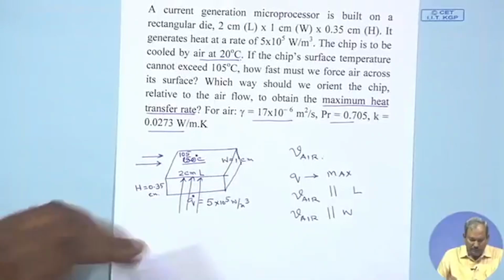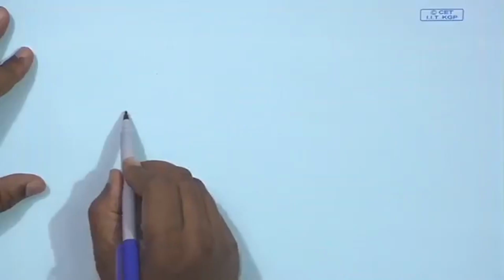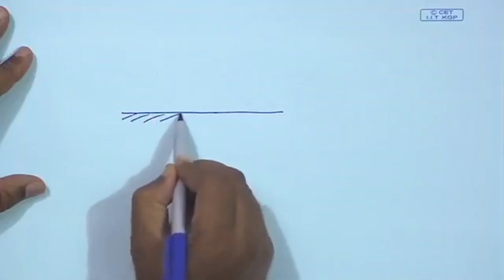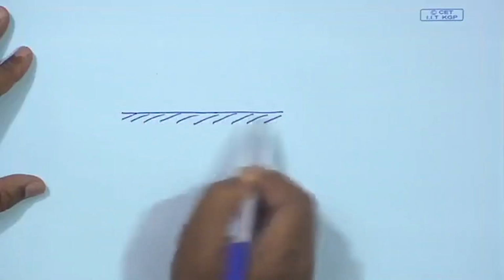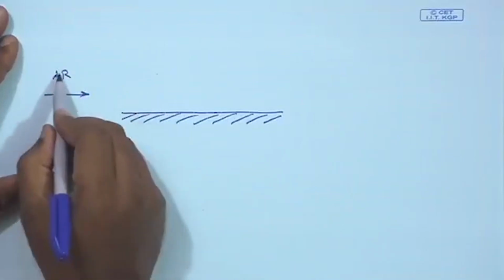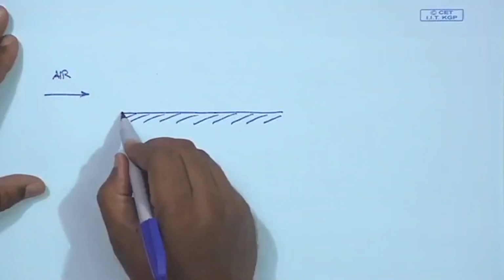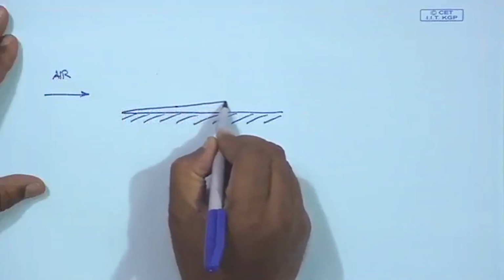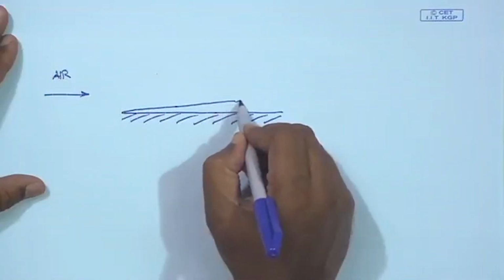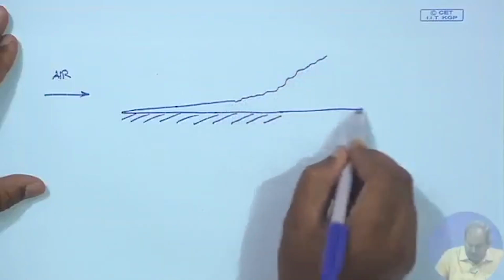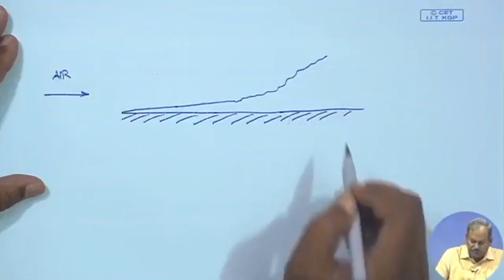So, the first thing we have to understand is when we have, let us say, a flat surface and I have flow of air over it. Initially, the thickness of the boundary layer is going to be very thin, and then at a certain point it reaches turbulence and then it starts to increase in this fashion.